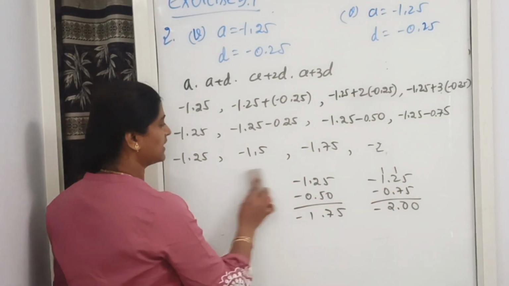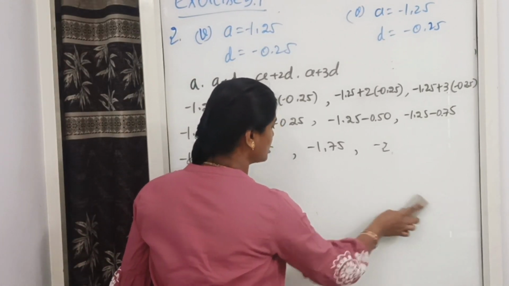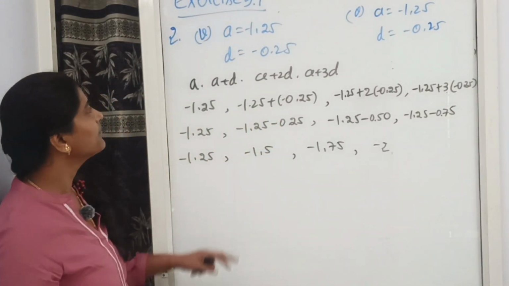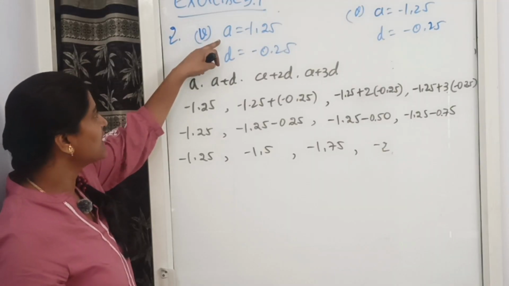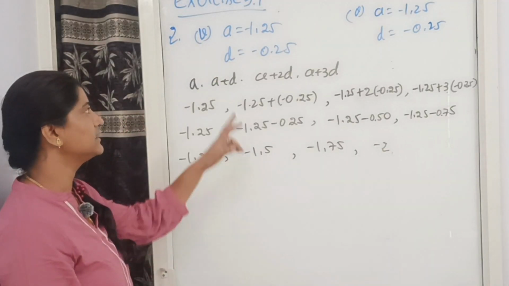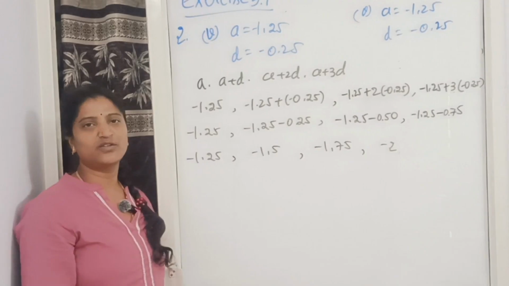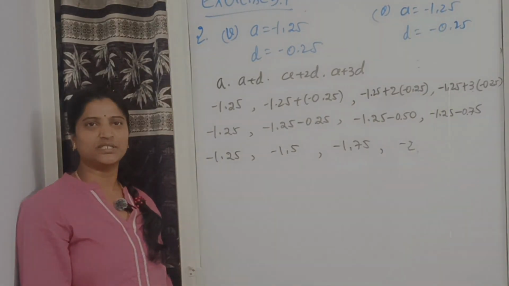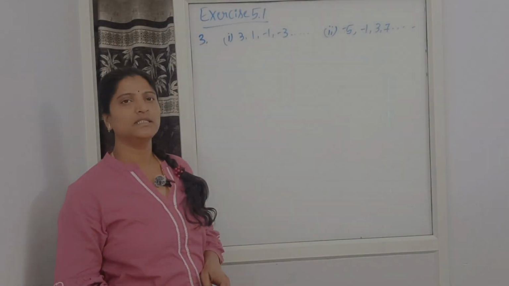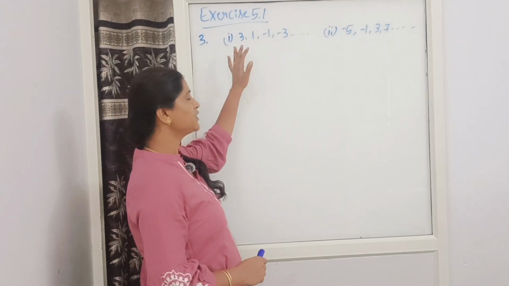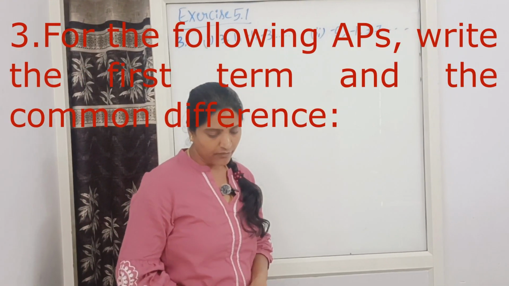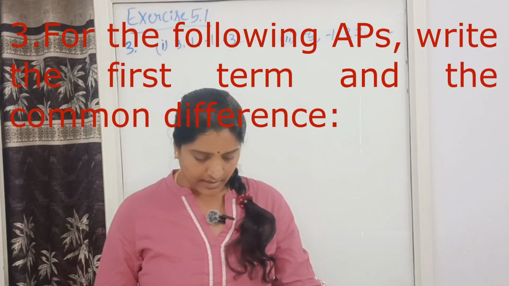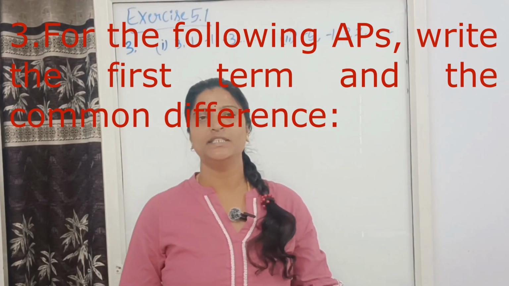So these are the first 4 terms we get by the first term and the common difference. Okay, so this is about the second question. Let us move to the third question. Let us see the third question under exercise 5.1.